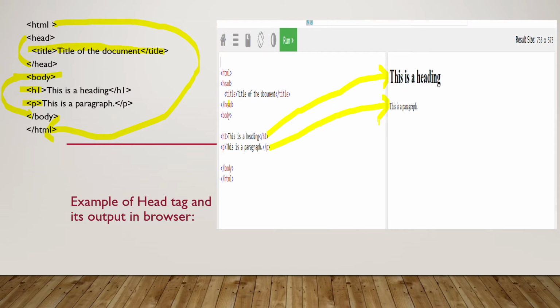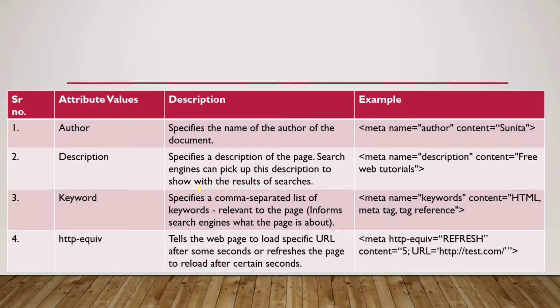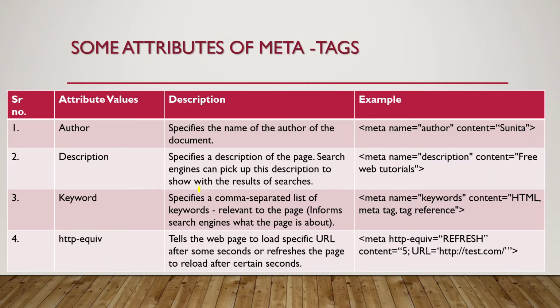This is a paragraph. This is about the output of this small code of HTML and the use of title within the head tag. Now moving towards the next topic, that is, these are the attributes of meta tags.